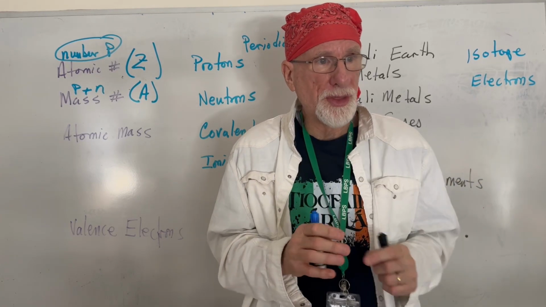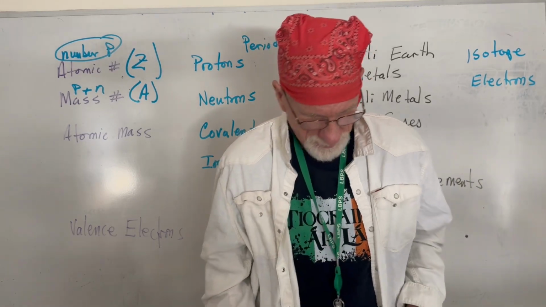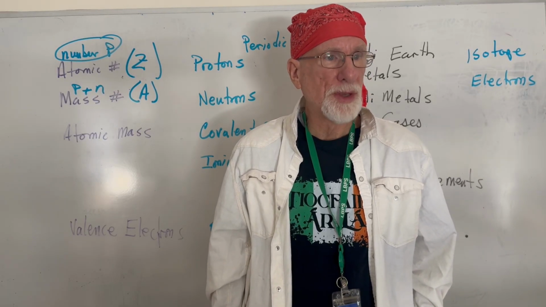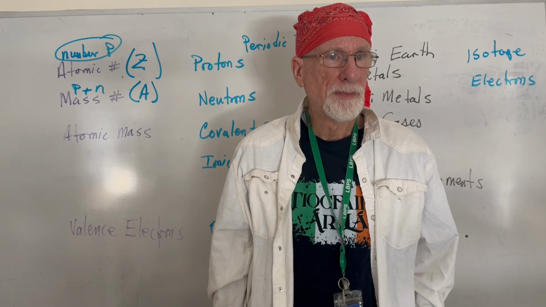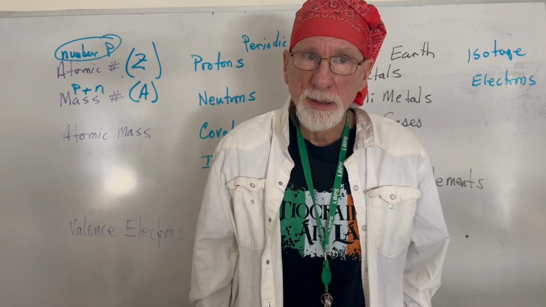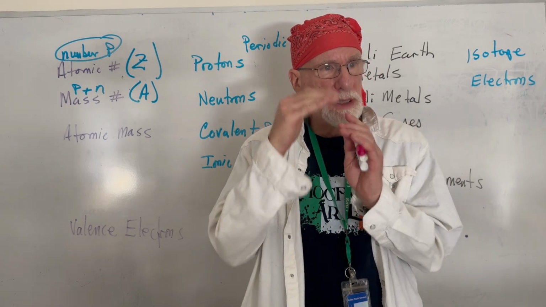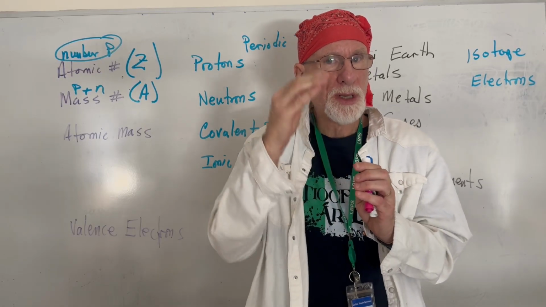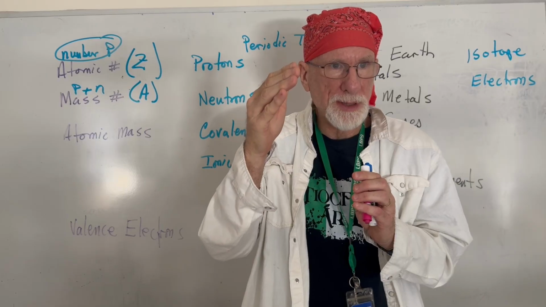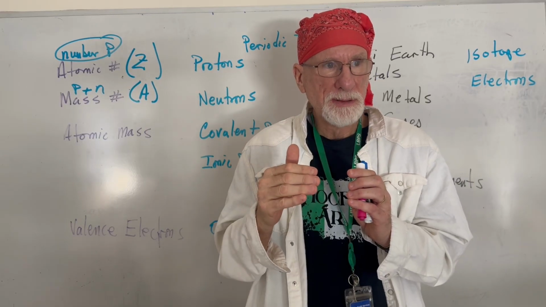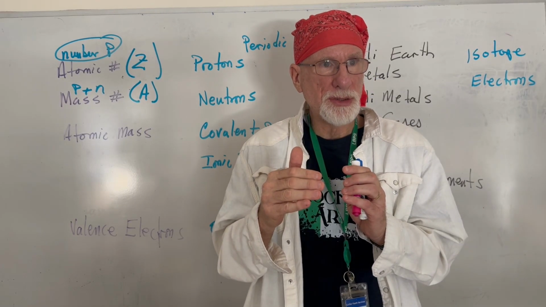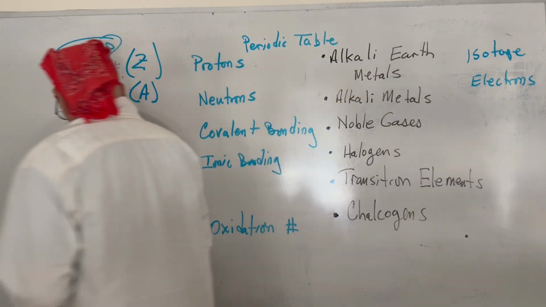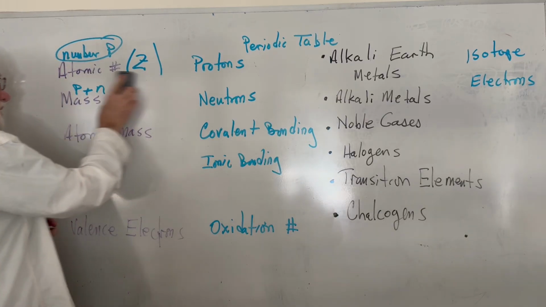Lithium. Look at lithium. What's the mass number for lithium? 7. What's the atomic number of lithium? 3. So it's going to be 7 minus 3 is 4. So lithium has 4 neutrons. Atomic number of 3 protons. Mass number of 7 protons and neutrons. 7 minus 3 is 4. Clear?